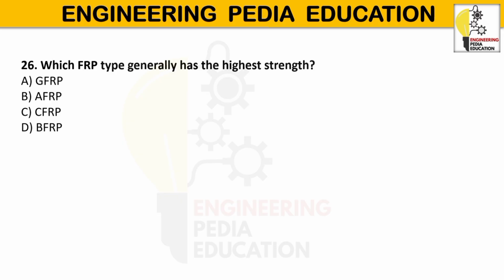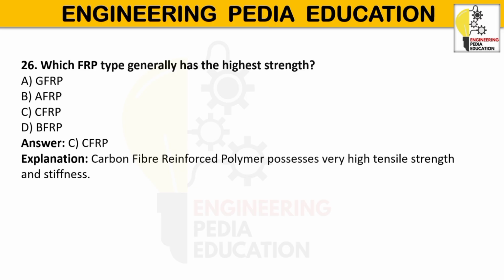Which FRP type has the highest strength? GFRP, AFRP, CFRP or BFRP? So the correct answer is CFRP. Carbon fiber reinforced polymer.